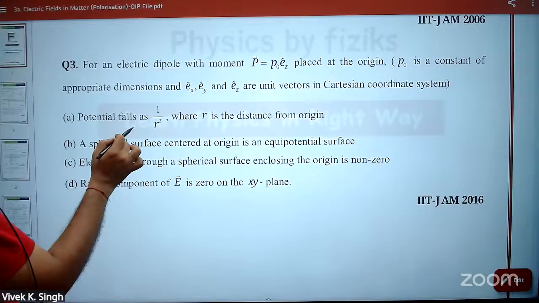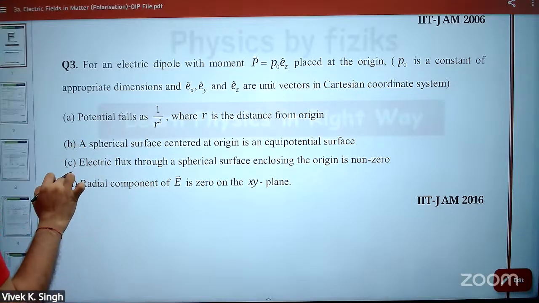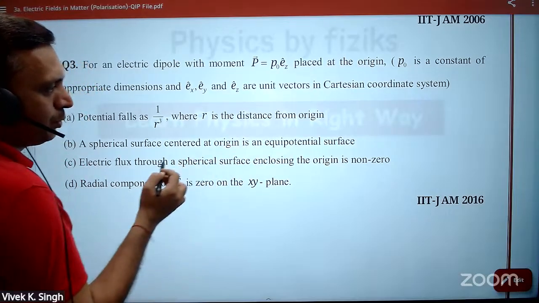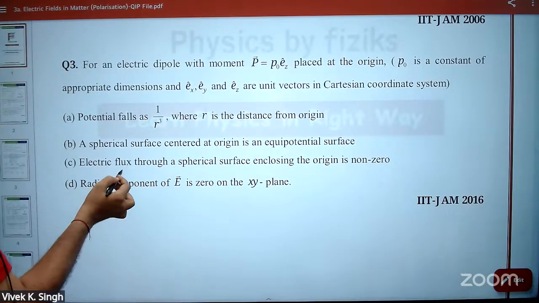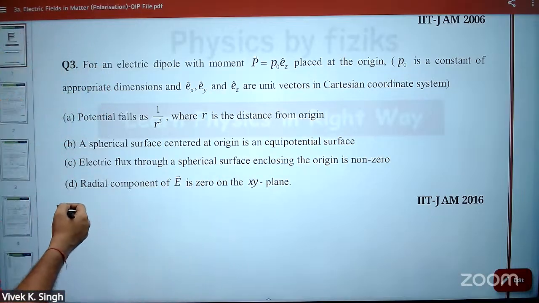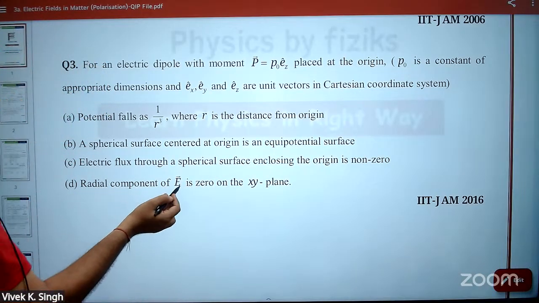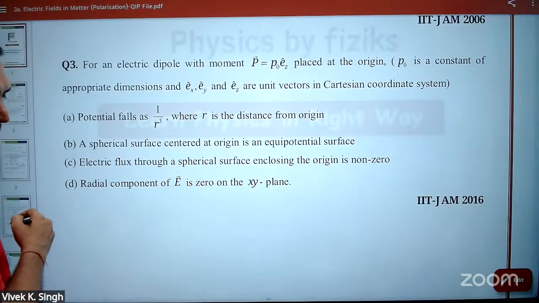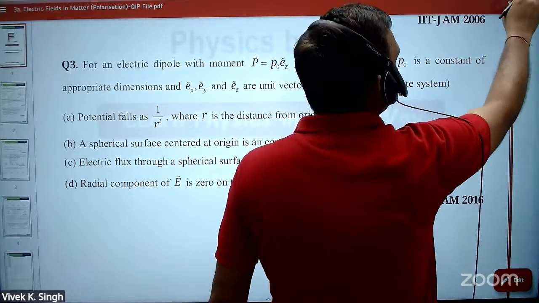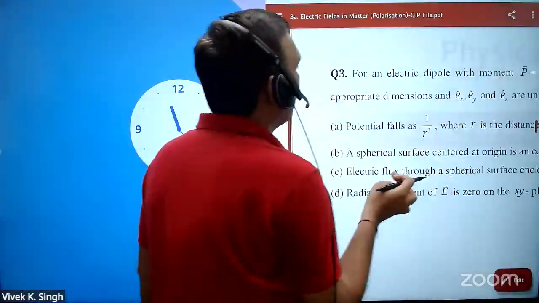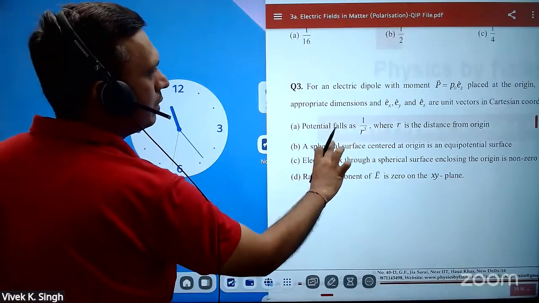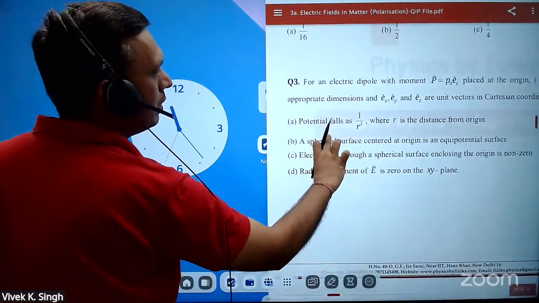Option 1 is potential falls as 1 by R cube. A spherical surface centered at the origin is an equipotential surface. Electric flux through a surface enclosing the origin is non-zero. And radial component of E is 0 on the XY plane. So we have to verify all these results. So let's see. Let's verify.